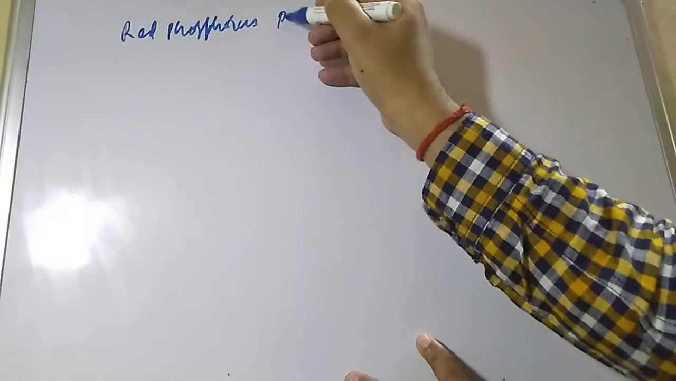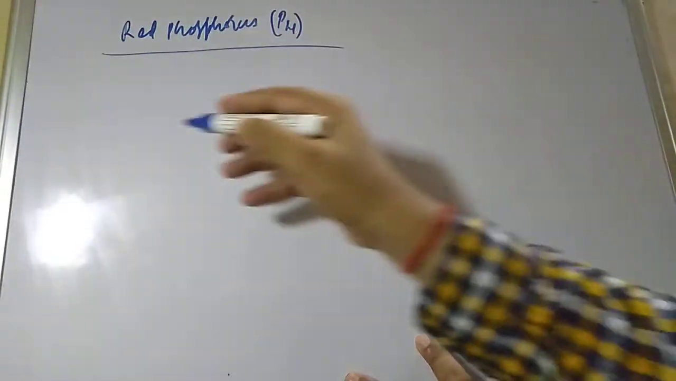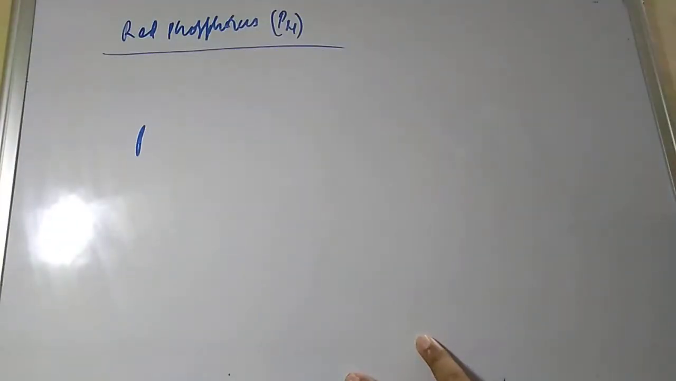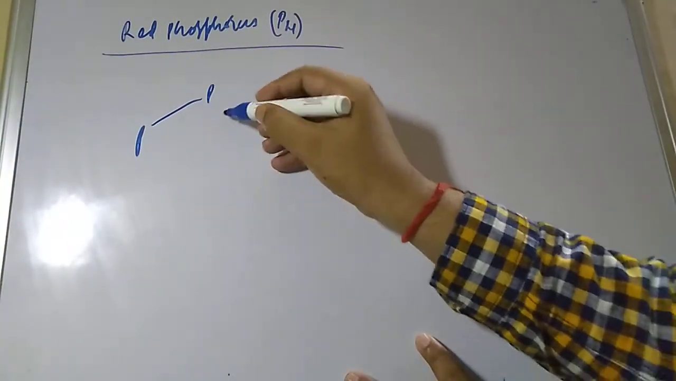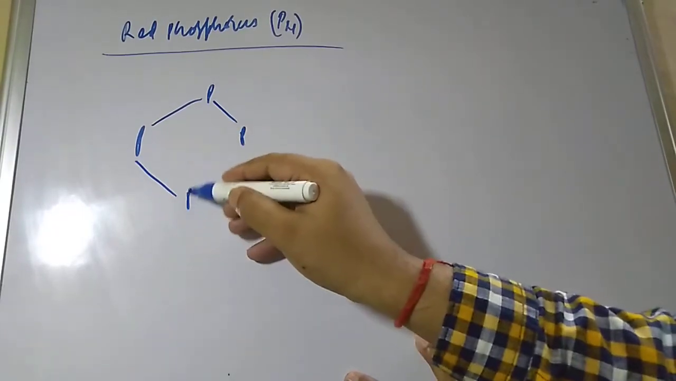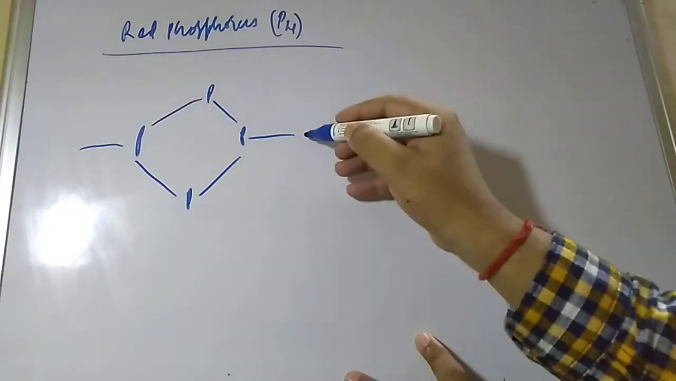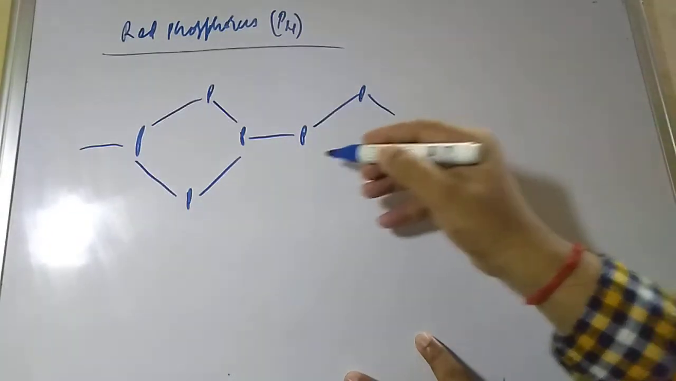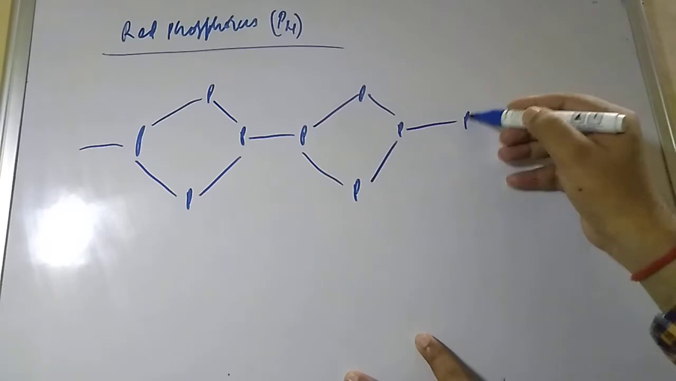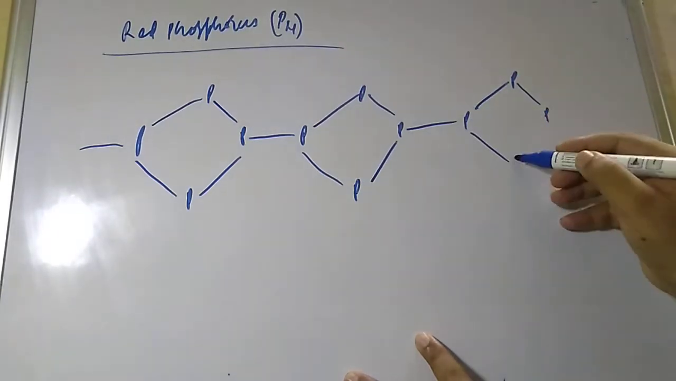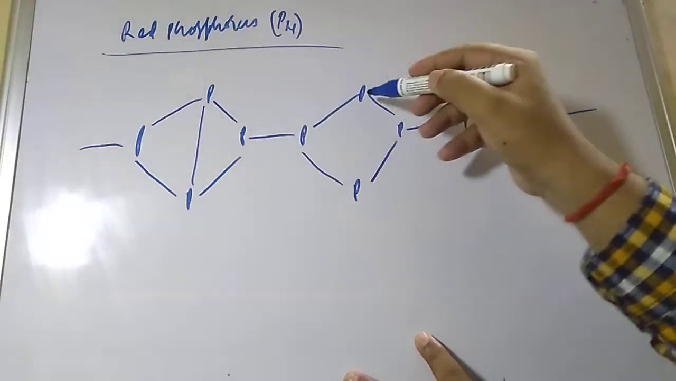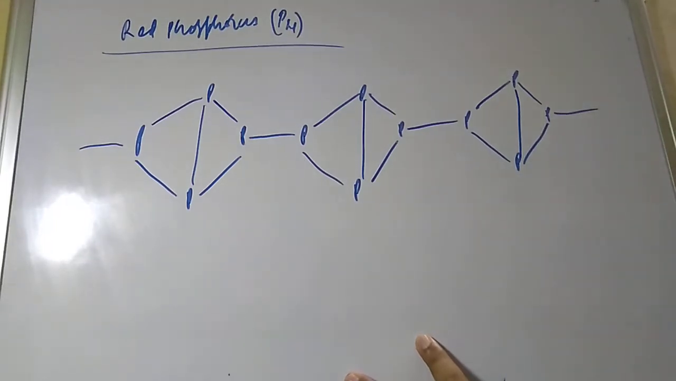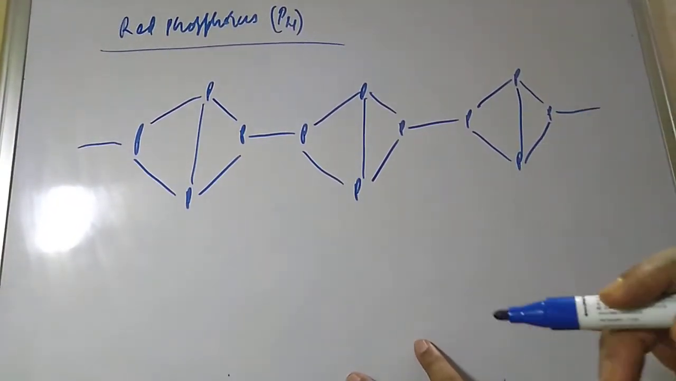Red phosphorus is also represented by P4 only, but here is its structure, if you want to see. It is always found in the form of a polymer like this. This is the structure of red phosphorus, and here from top to bottom this is also joined. It means a linear polymer structure, but it is written in a linear form.